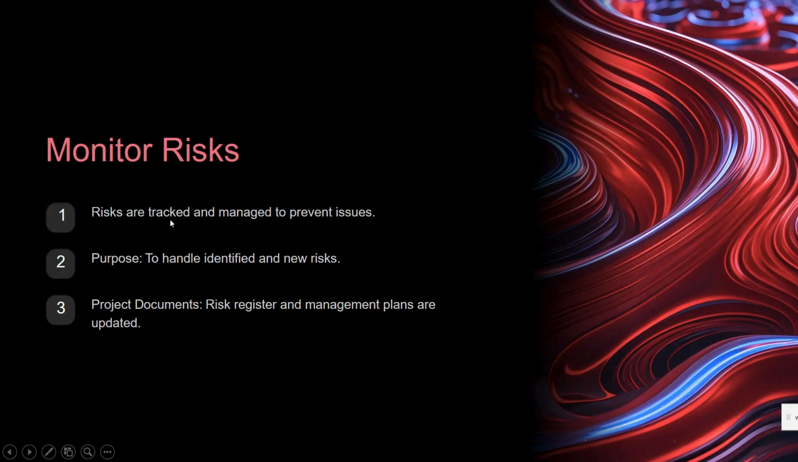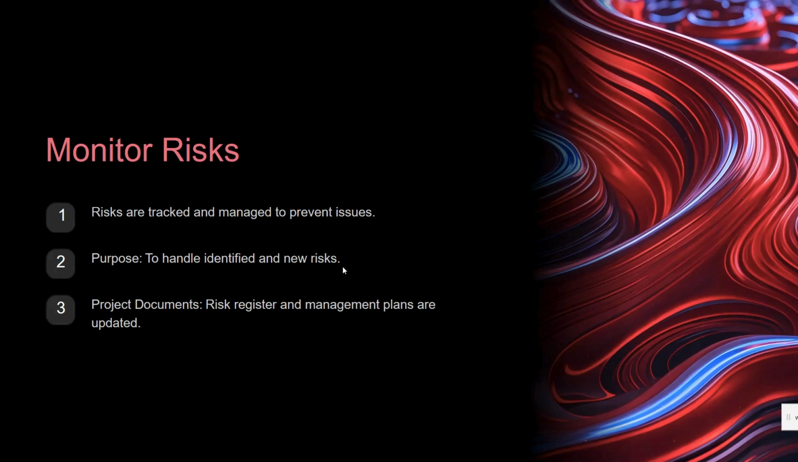So risks are tracked and managed to prevent issues. Risks are always lurking around any project. This process involves keeping track of the potential risks and managing them before they become problems. So by identifying risks early, we can plan for them and put strategies in place to avoid or minimize their impacts.